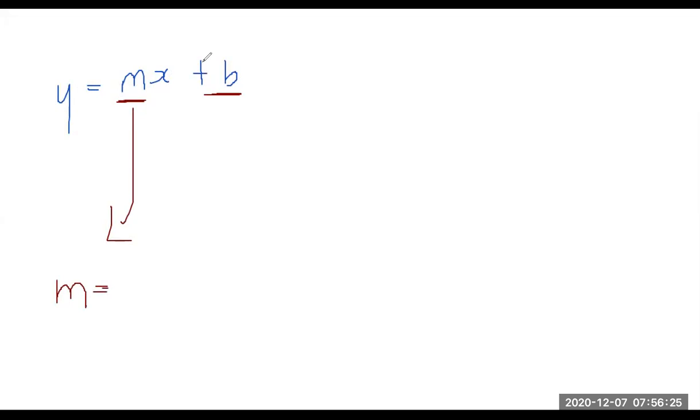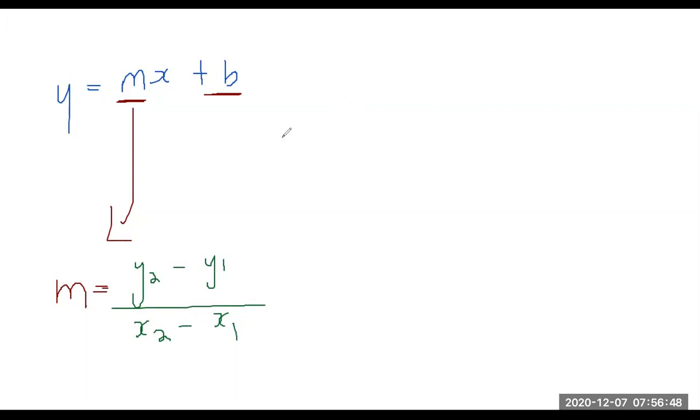So the formula for finding slope is y2 minus y1 divided by x2 minus x1. y2 minus y1 over x2 minus x1. Now we're going to figure out what that means.